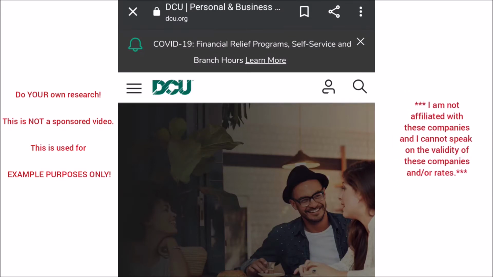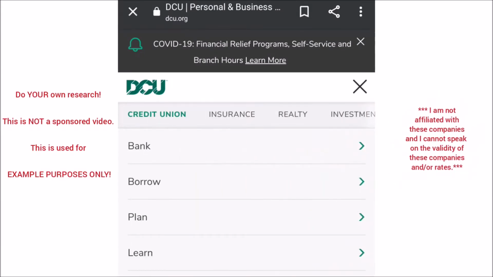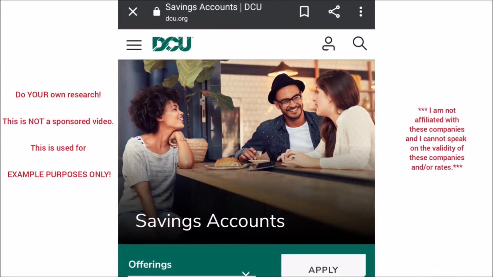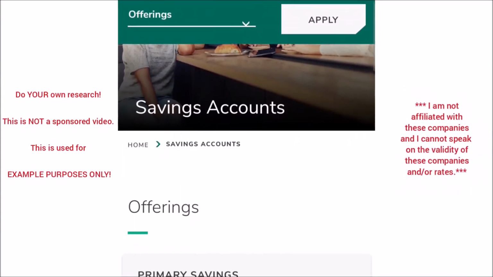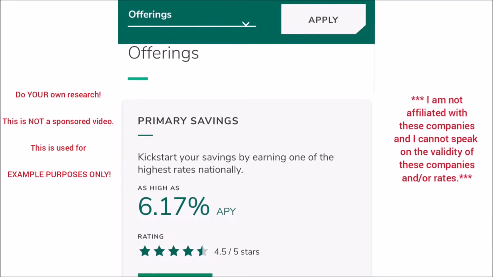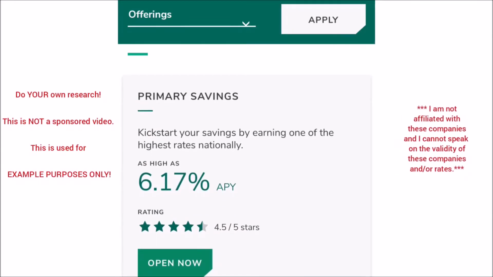So this particular bank, a friend of mine recently sent to me for me to do my research on, to see if it was something that I was interested in due to the high interest rate that it has on its savings account. So I went onto the site and started to do my research. I am looking at the savings account and its primary savings for 6.17% APY.